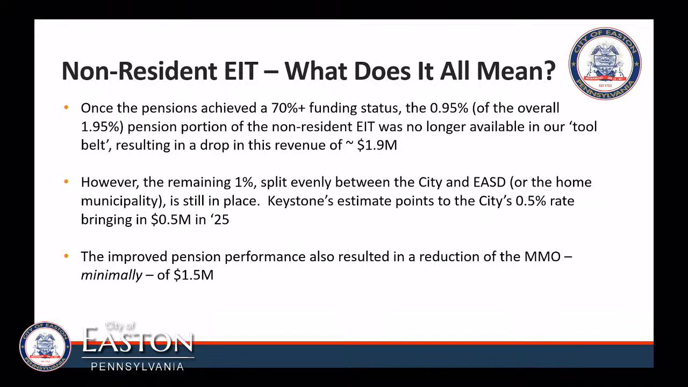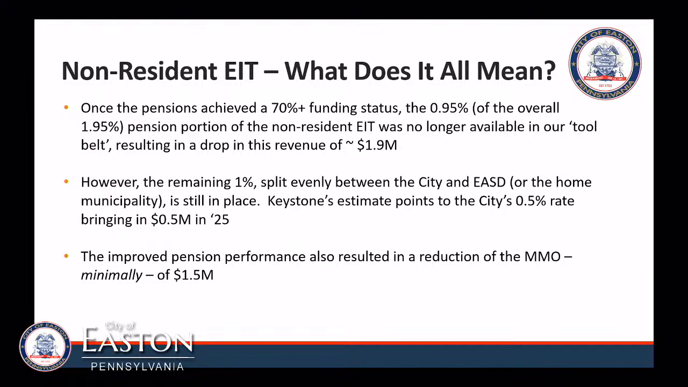Now, in the area, many other municipalities do collect an EIT as well, right? So the city of Easton can only take the 0.5% that's not being collected by any of the other municipalities. In reviewing this with Keystone, our EIT collector, they estimated that the 0.5% we get to keep is going to bring in $500,000 for 2025. So that more or less covers the gap we had from the drop in the non-resident EIT, the 1.95, in revenue.